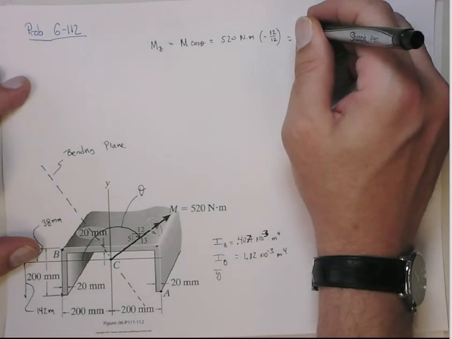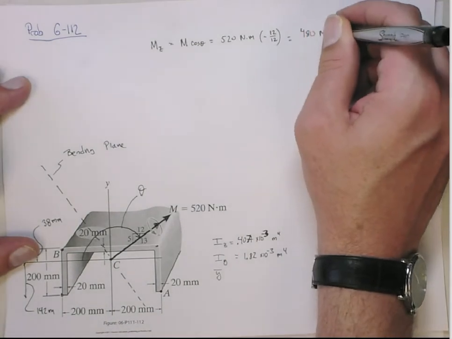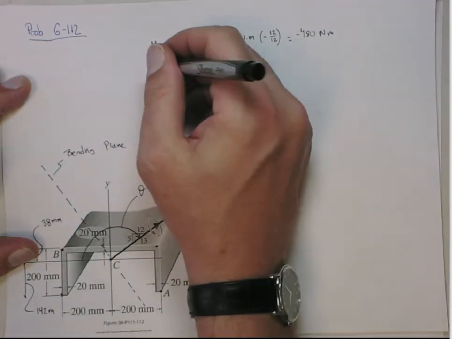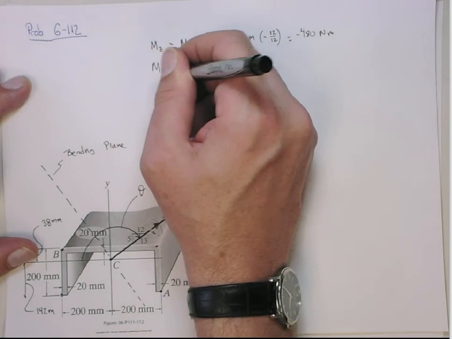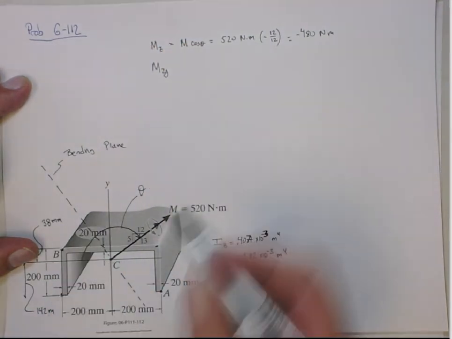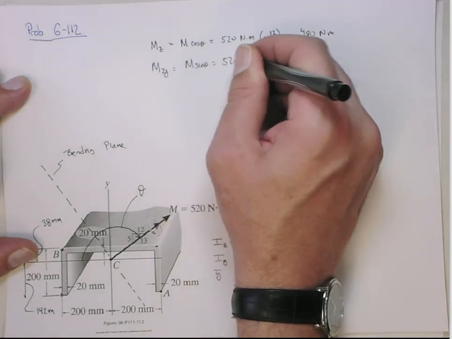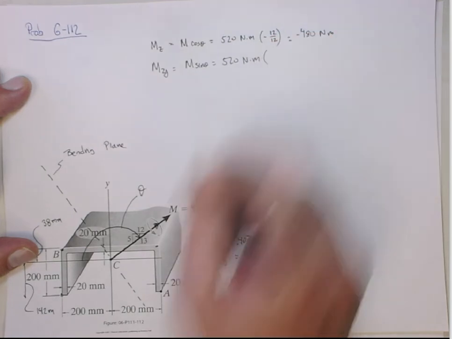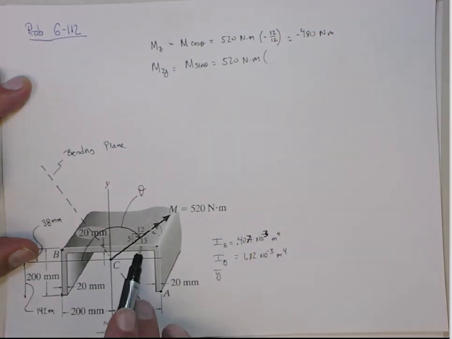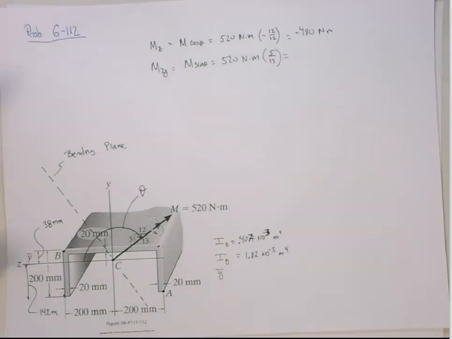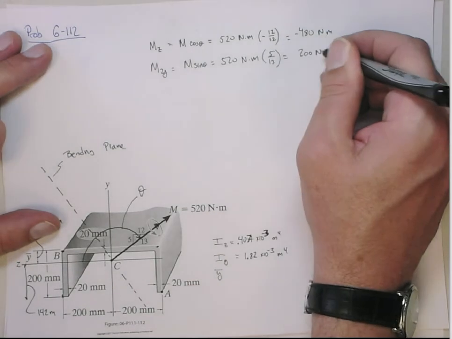That is 480 Newton meters, a negative, okay? So it's going in this direction, right? Negative. And y, the component in the y-axis, is going to be M sine theta, which is 520 Newton meters. And the sine of this angle is going to be the rise over the run. It's positive 5 over 13, and that ends up being 200 Newton meters, okay?